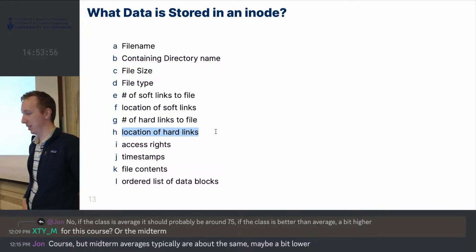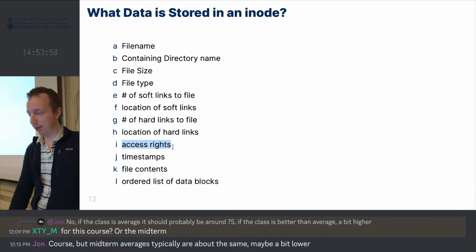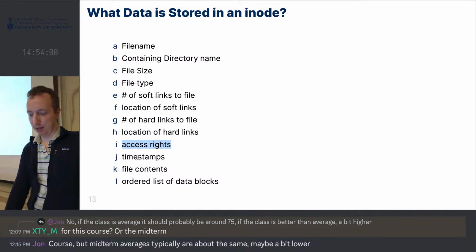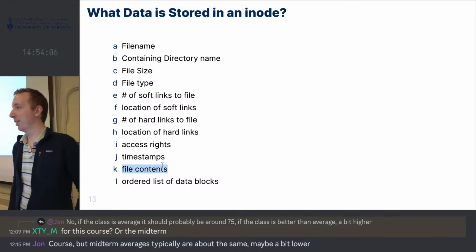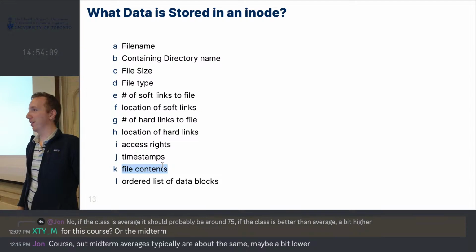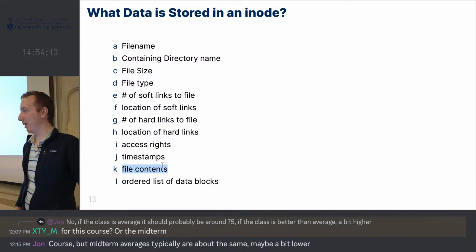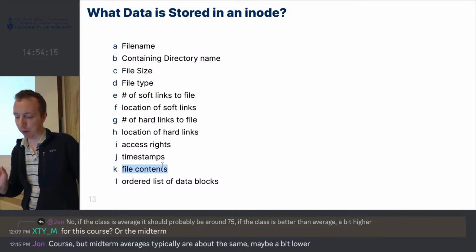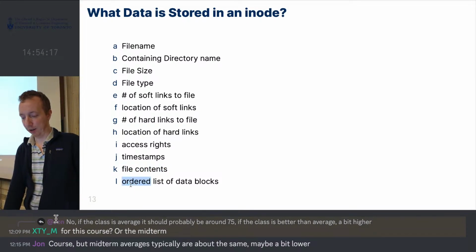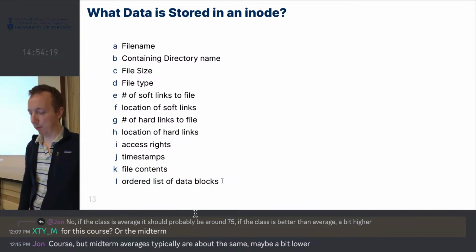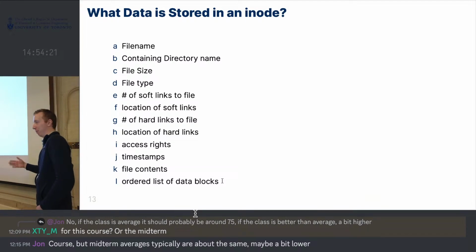What about the location of the hard links? No, not really. Access rights? Yep. Timestamps? Yep, and I accidentally showed you how to change them. What about the file contents? They point to the file contents. In the case that we optimize it and it's really short, it might be, but that's a little caveat. What about an ordered list of data blocks? Well, that's kind of what the pointers actually are.